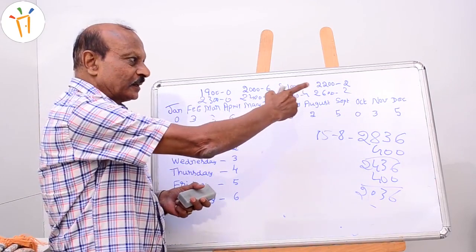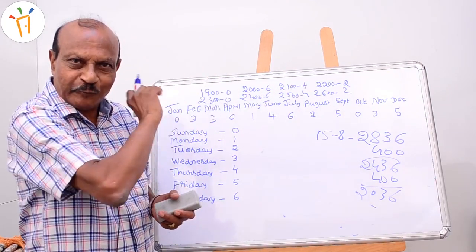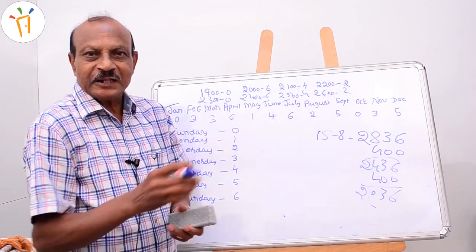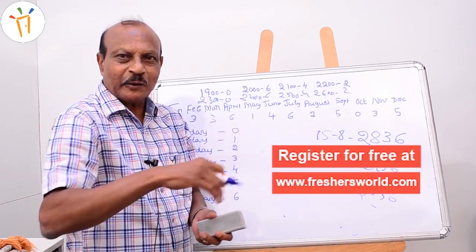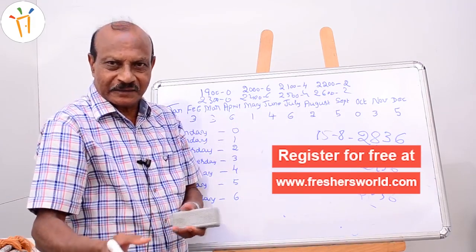Every 400 years once the calendar repeats, so there is no necessity of writing the calendar in future. This is how we have to calculate this. This is one way of solving this calendar. I am going to give you some more tough examples of calendars in future classes.